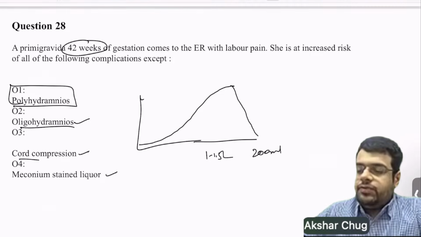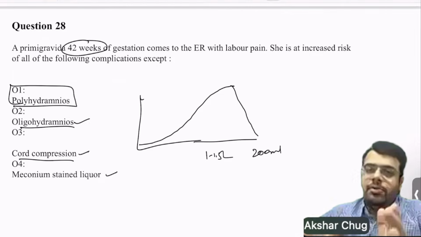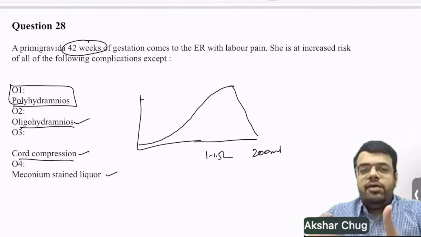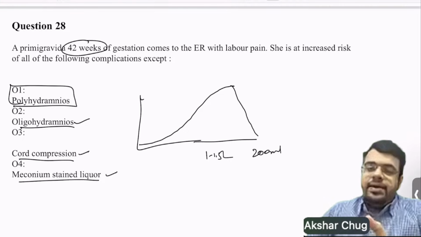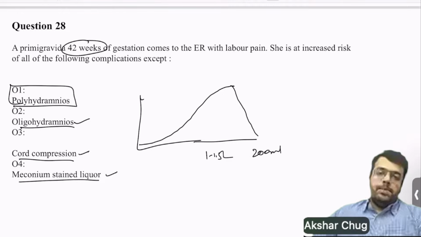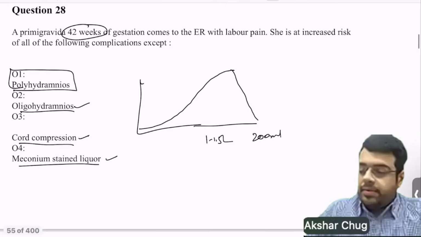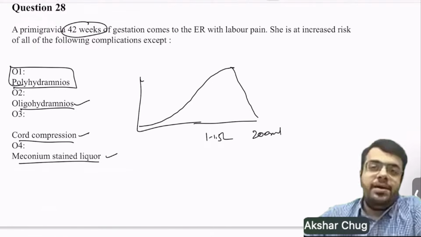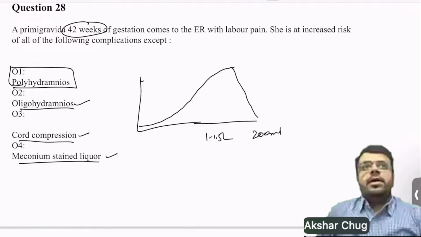She will have cord compression because, due to the lack of amniotic fluid, the baby will compress the umbilical cord. And meconium-stained liquor is also one of the most common complications of postterm labor. Also, in cord compression, we see variable decelerations in the CTG. So that is also one of the high yield facts.